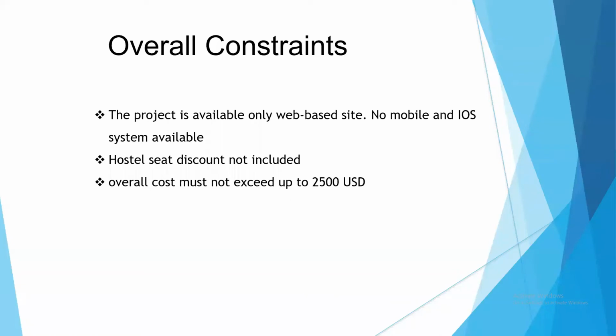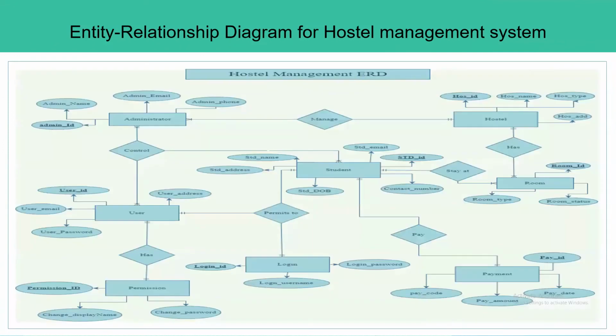Now I will discuss a diagram of our project. Here in the diagram, we can see administrator, user, login, permission, student, hostel, room, payment as entities. Administrator and student are connected by a relation which is control. Administrator attributes are administrator name, ID, phone, email. And student attributes are student name, ID, contact number, student address, and student email.